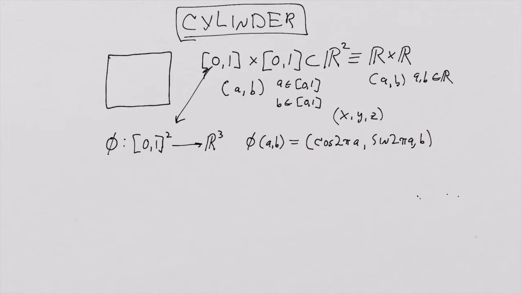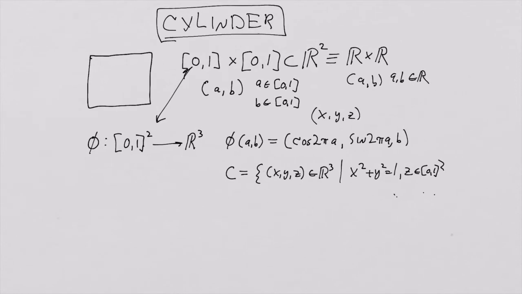We use this function. And the actual cylinder itself, we're going to call a set C, which is the set of all points (x, y, z), an element of R3, such that x squared plus y squared equals 1, and z is an element of the interval [0,1]. And that is the cylinder. So this is the cylinder here.